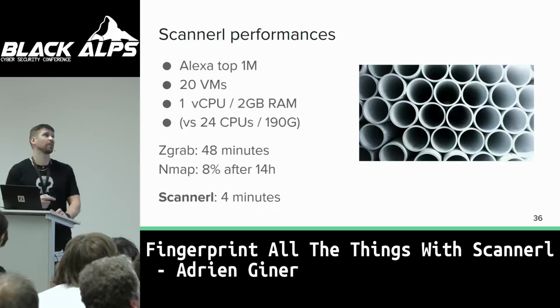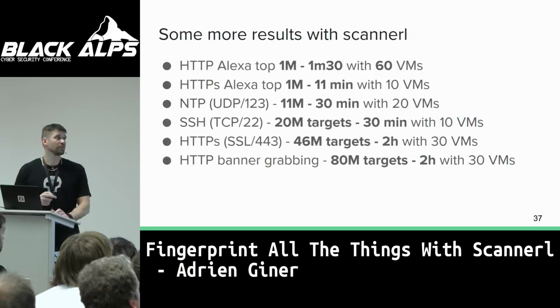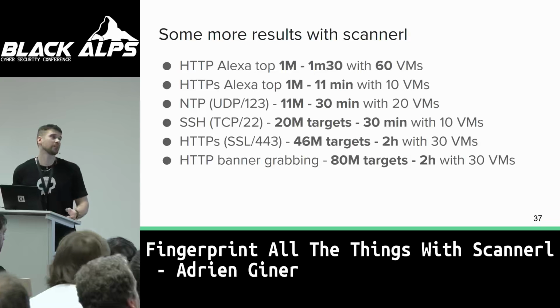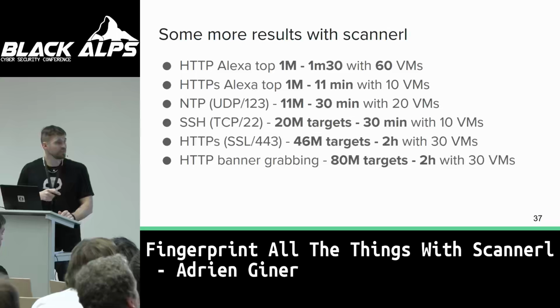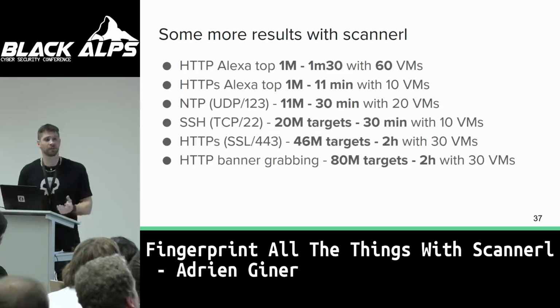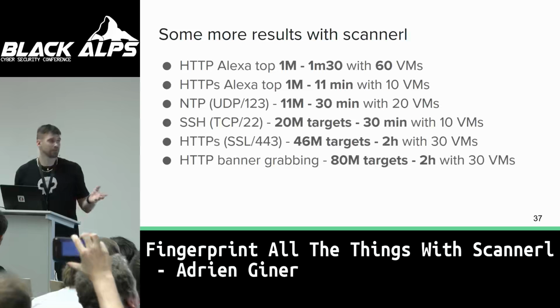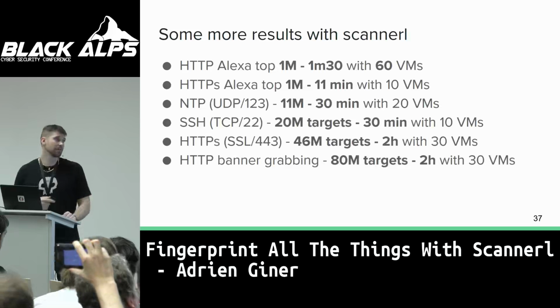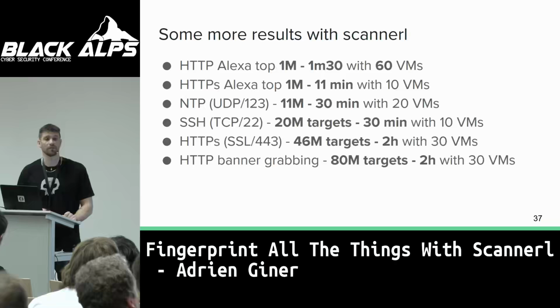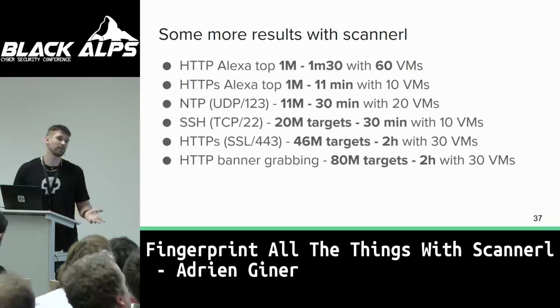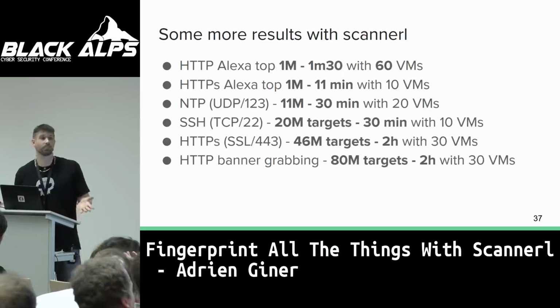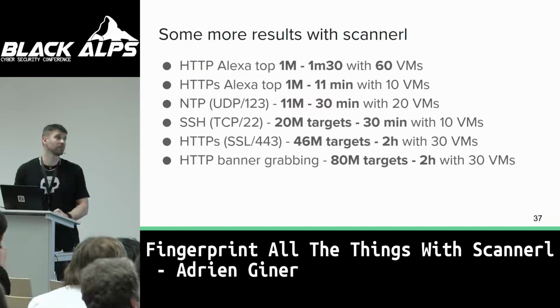So what if you scale even more? I've tried with 60 VMs, and we come down to 1 minute and 30 seconds. So this means that, like I said at the beginning, if you want to target all those 80 million targets, zgrab would take 3 days to do that. Here with scannerl, you do it in 2 hours with 30 VMs. If you double the number of VMs, then it probably gets down to 1 hour. So this is pretty good.